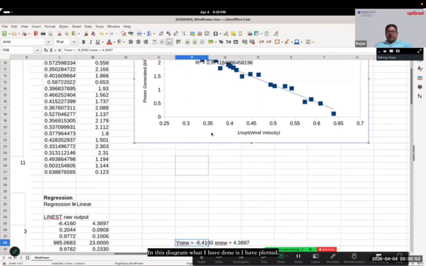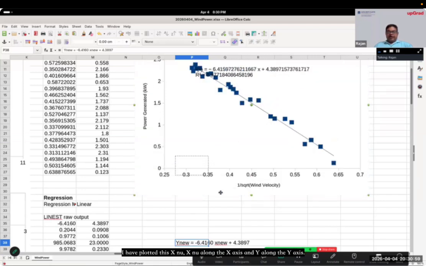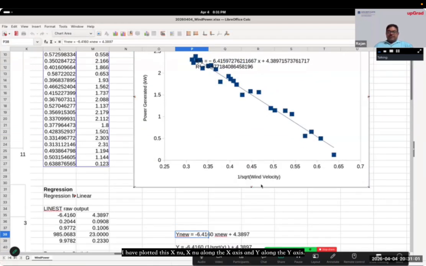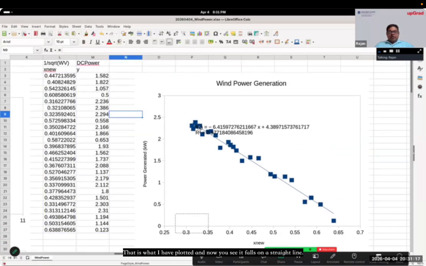We cannot. I have plotted. Why? Because we have no measured values of odds. We have no measured values of logarithm of odds. We are working in the probability world, with x along the x-axis and y along the y-axis. There is no measurement; that's what I have plotted, except categorization. And now you see the most: it falls on a straight line.